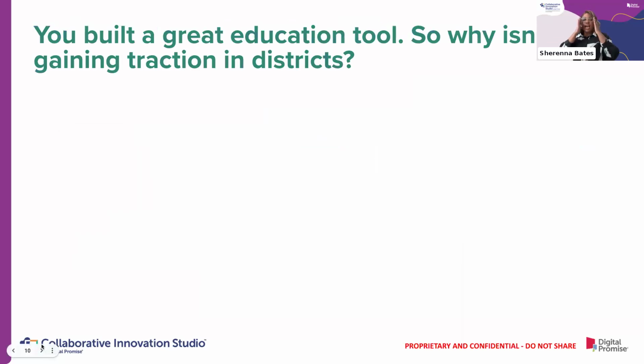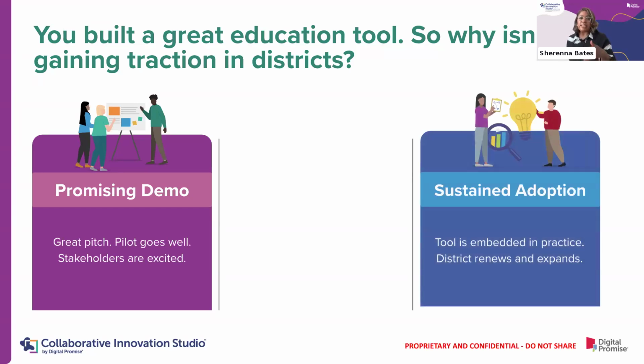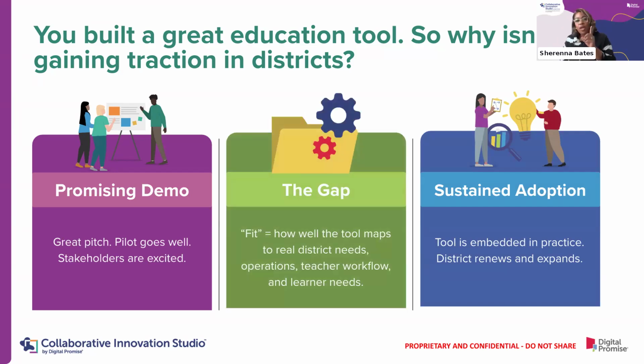So let's look at this idea between what the promising demo looks like, sustained adoption, and that connective tissue. When you have built a great educational tool, and you don't see the movement in a district or with a partner, you don't see the traction, let's see why that could be. You have a promising demo. So this means the pitch is great. It goes well. The stakeholders are excited. The district leaders are excited. The teachers are excited. And then you have this end point of sustained adoption. This is where the tool is embedded in practice, is implemented, maybe the district renews and expands, but there's something that happens in the middle that really doesn't allow us to get to that end, and we call that the gap.